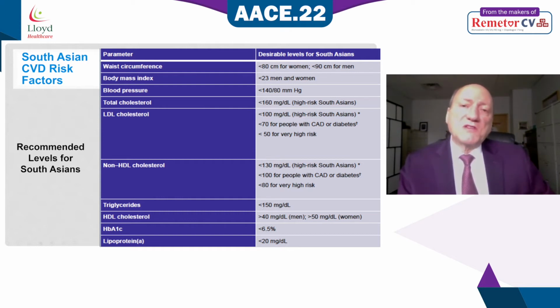For triglycerides, we'd like to see them less than 150. We'll talk about those a little bit later. HDL should be greater than 40 in men, greater than 50 in women. A1C, we prefer to see it less than 6.5. And LP(a), we like to see it less than 20 milligrams per deciliter. The upper limit of normal is 29, but it is a very common problem, as we'll discuss later, in South Asians, so we like to see that very low.